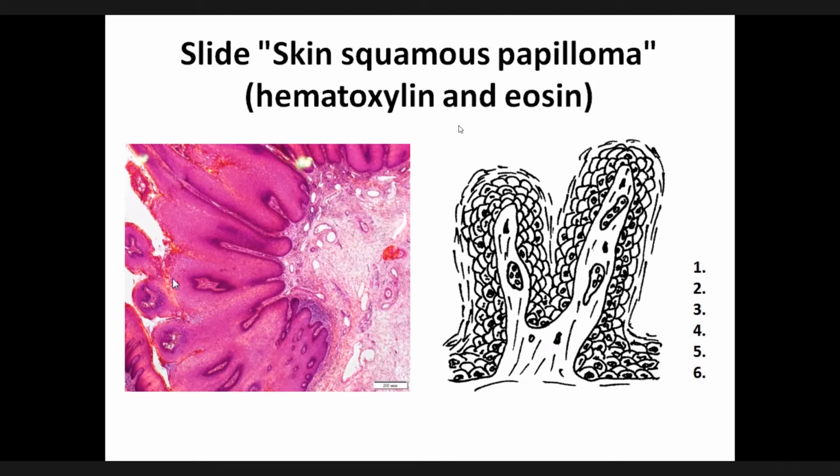Okay, sorry. Number 3, preserved polarity of epithelial cells. Number 4, preserved basal membrane. This is basal membrane. Number 5, stroma of tumor.